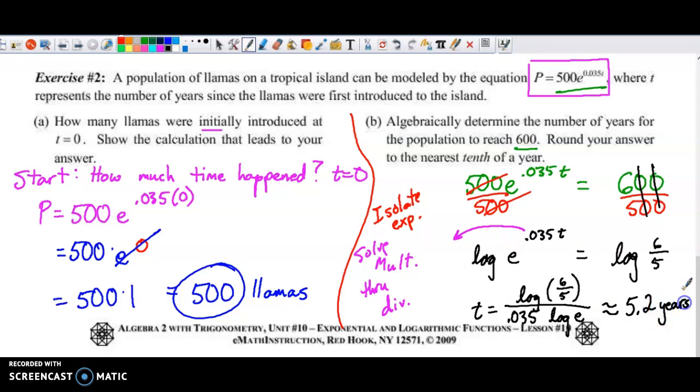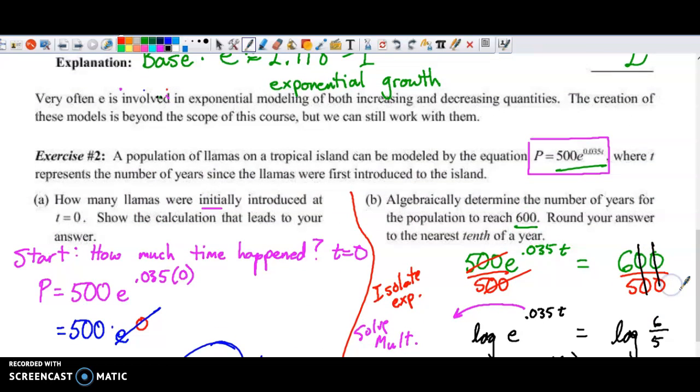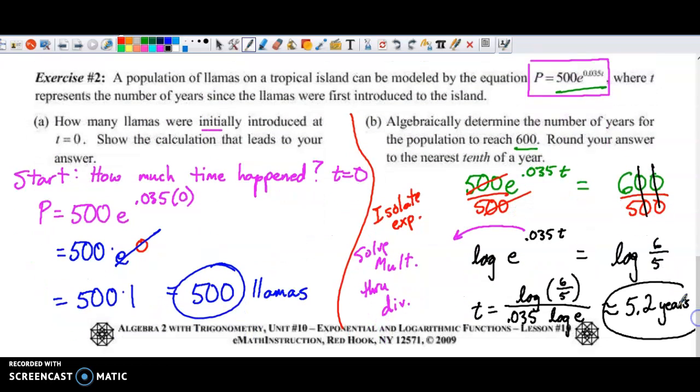And remember, there's several ways that you could check your work. You could use the graphing calculator and look at the table and see that between 5 years and 6 years, you're going to cross over 600. You could type in 5.2 for t and see that you'll get 600, or a number really, really close to that.